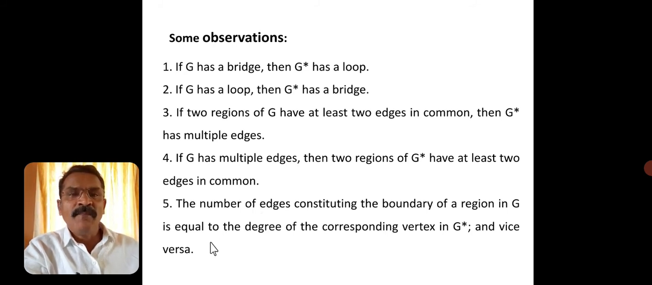Okay, so now the number of edges constituting the boundary of a region in G, yes, you can guess, I think, is equal to the degree of the corresponding vertex in G star and vice versa. Very important. The number of edges constituting the boundary of a region in G is equal to the degree of the corresponding vertex in G star. Definitely. How many edges are common between those two? Okay. And vice versa. So these are some observations.